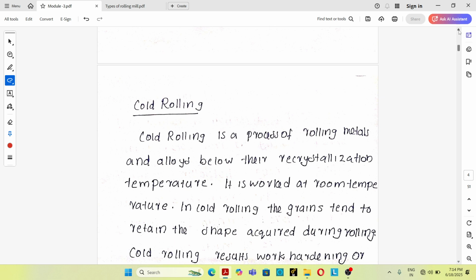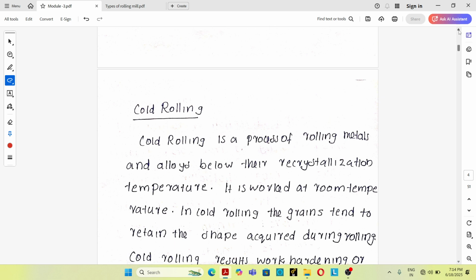In hot rolling, the metal is initially heated above the recrystallization temperature and rolling takes place. After the stress zone or roll zone, the grains elongate and then a refined grain structure is produced. Hot rolling always increases the ductility of the rolled product.